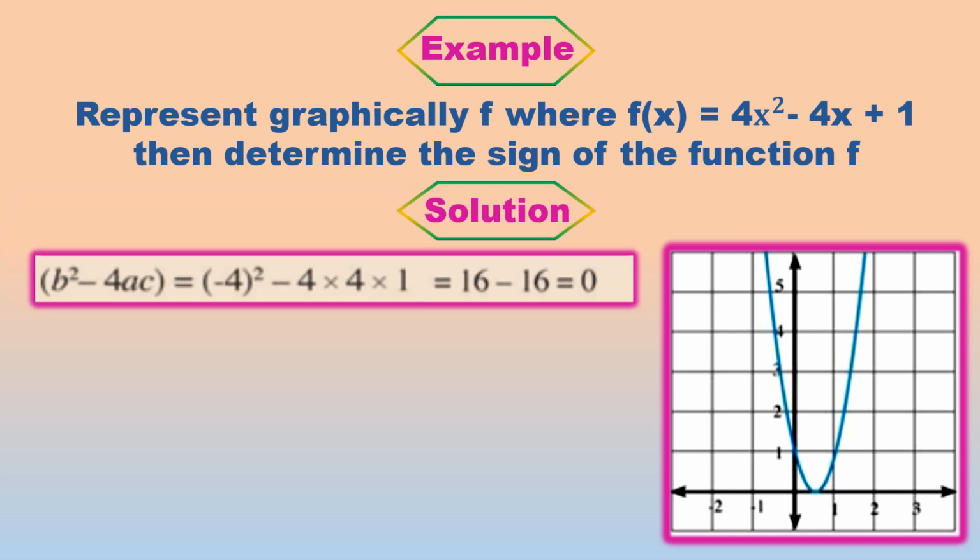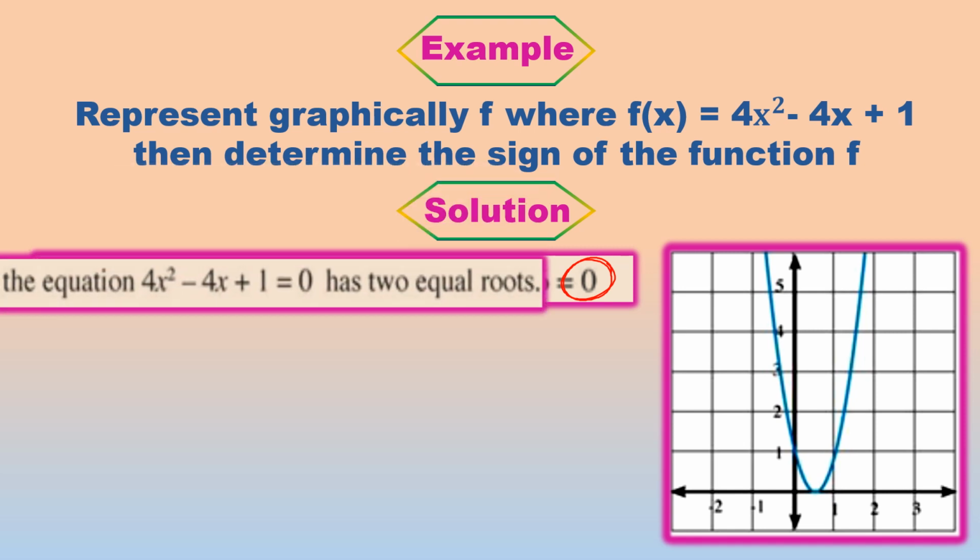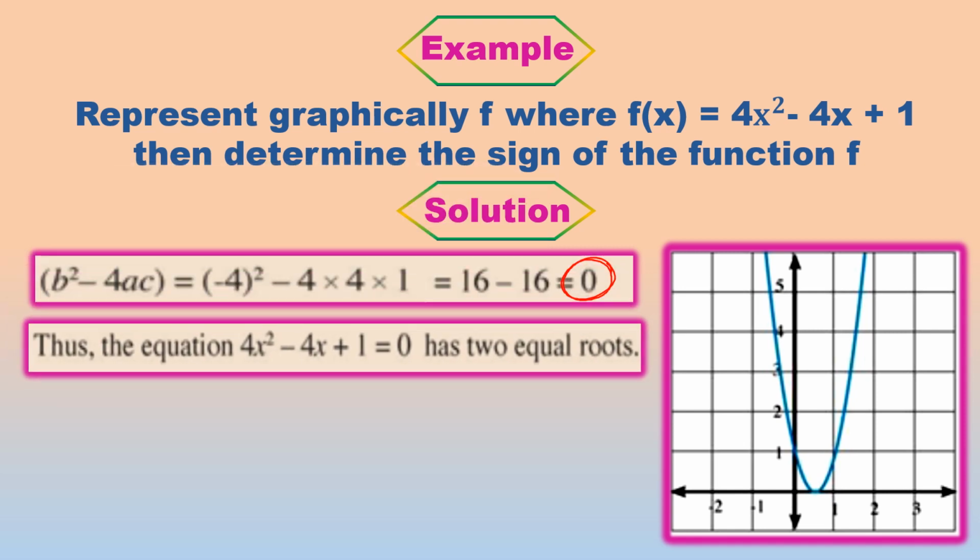Then we try to find the discriminant, b power 2 minus 4ac. The answer is 0, so the equation has two equal roots. Why? Because the discriminant equals 0.